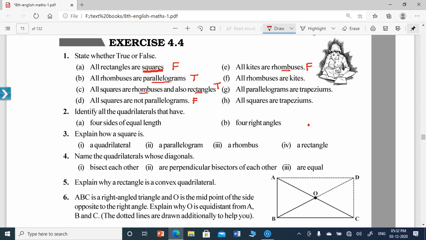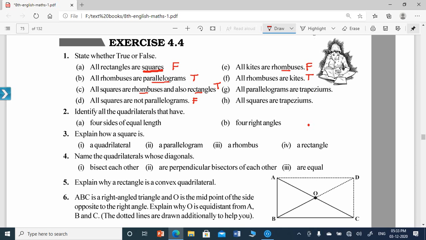Now, next one, all rhombuses are kites. To become a kite, two distinct adjacent sides should be equal. In rhombus, two adjacent sides are equal. So, all rhombuses are kites. This statement is true. And in rhombus, diagonals intersect at 90 degrees. In kite, diagonals intersect at 90 degrees. So, all rhombuses are kites.